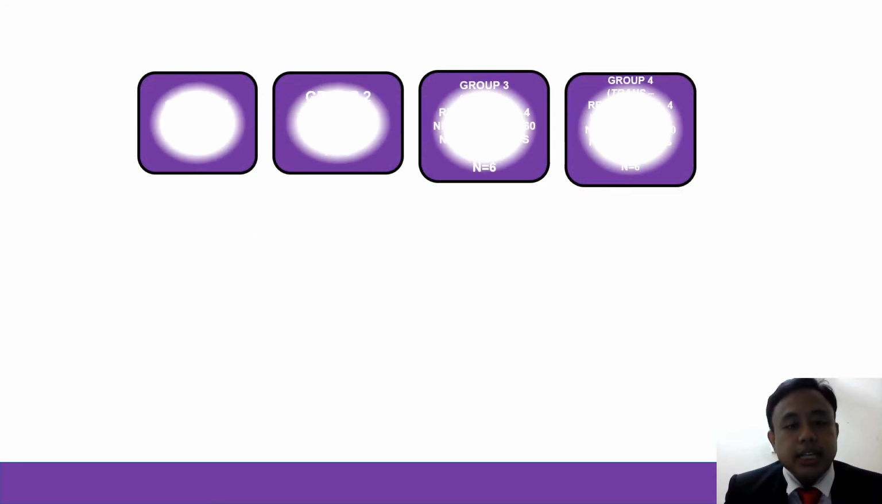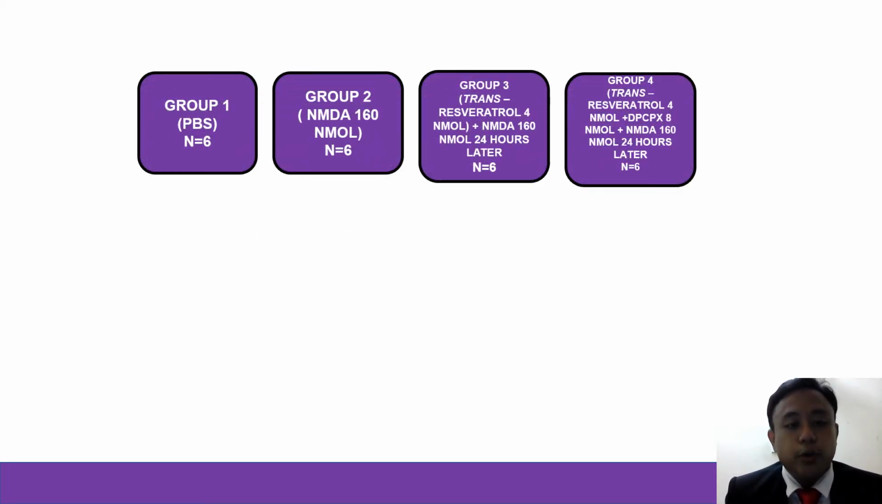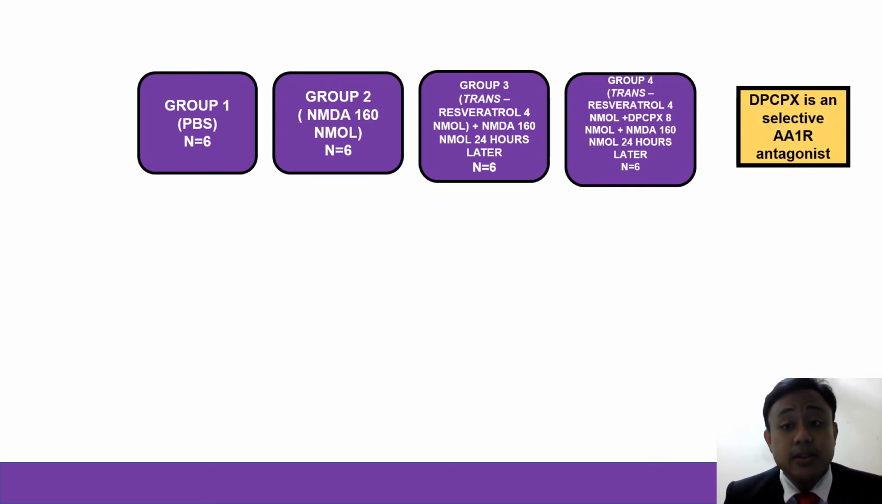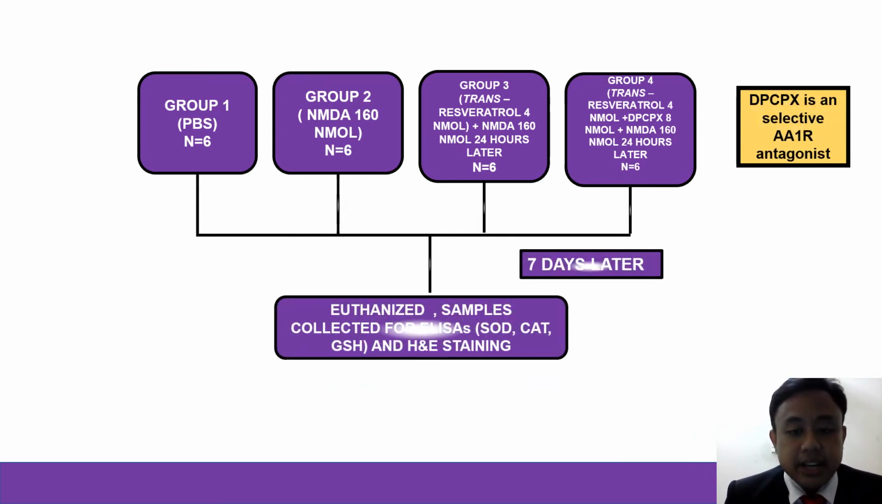As for my methodology, the rats were divided into 4 groups. Namely, Group 1 is PBS, Group 2 is NMDA 160 nanomole, Group 3 is TRANS-RESVERATROL 4 nanomole with NMDA 160 nanomole 24 hours later, and Group 4 is TRANS-RESVERATROL 4 nanomole plus DPCPX 8 nanomole with NMDA 160 nanomole 24 hours later. Now, DPCPX is a selective adenosine A1 receptor antagonist. 7 days later, the rats were euthanized and samples collected for ELISA, which are SOD, CAT, and GSH, and H&E staining as well.